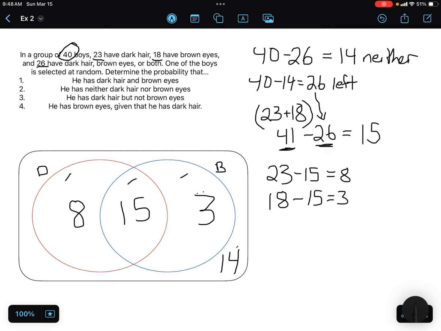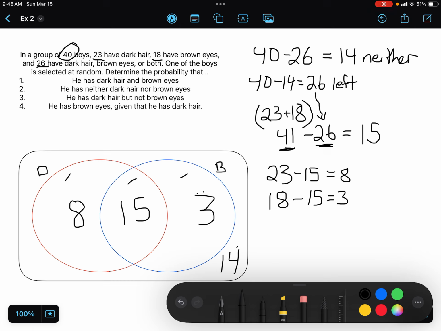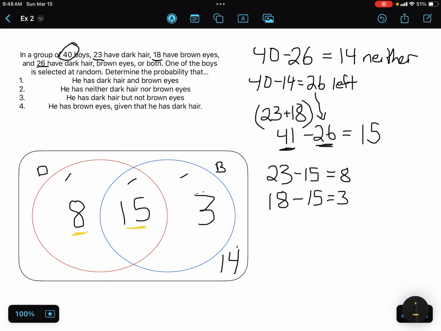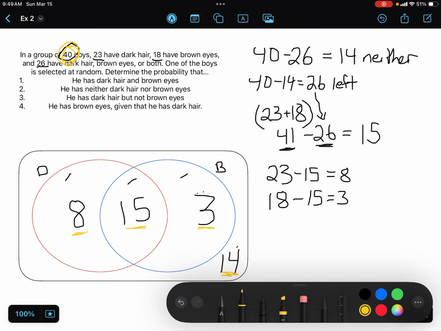Now, what we can do to check ourselves is to do a little addition and just make sure we have the right number of total folks. So we have 8 plus 15 is 23, plus 3 is 26, plus 14 gives us our total people of 40. So we have accounted for everyone. Now let's answer our questions here. If I can choose a different color.